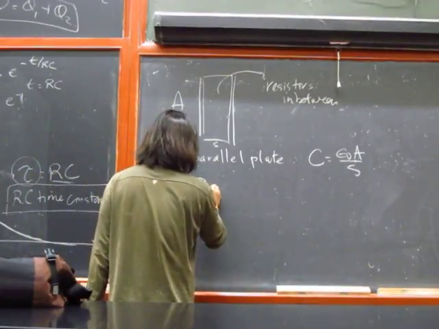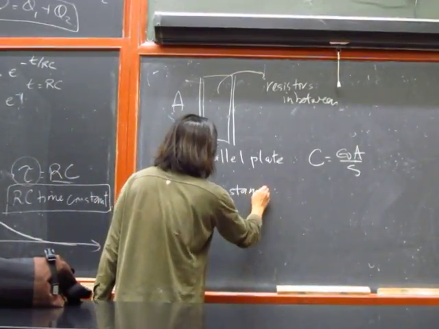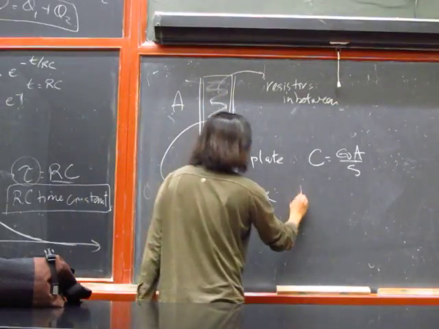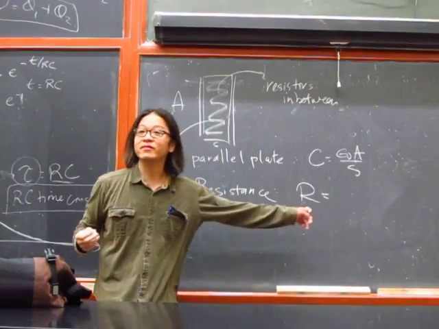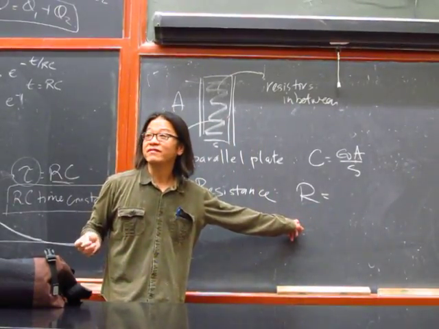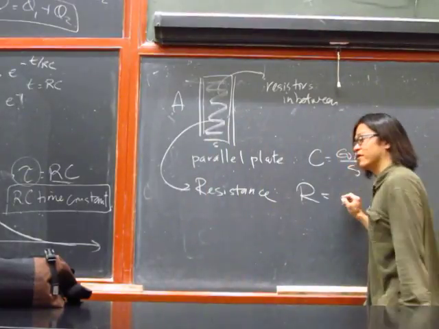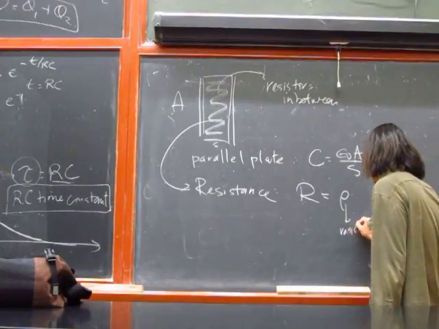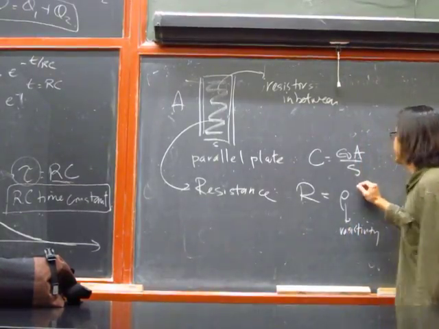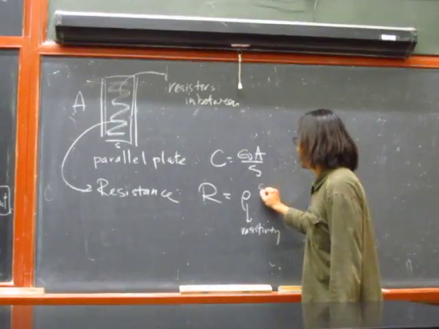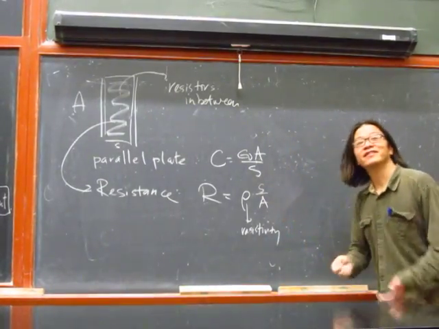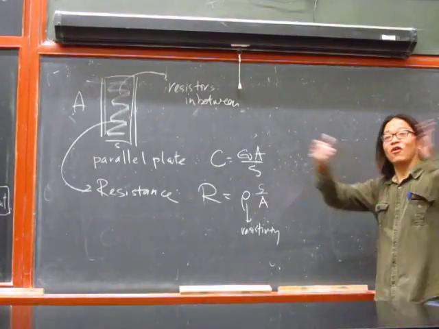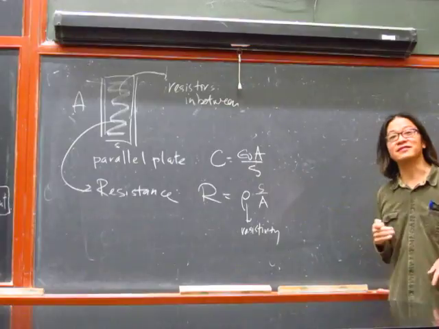And the resistance across this material, the resistance R is given by, I don't know if you remember the formula, rho times S over A, where rho is the resistivity. And remember that the larger the area, the smaller the resistance. The longer the material is, the larger the resistance.